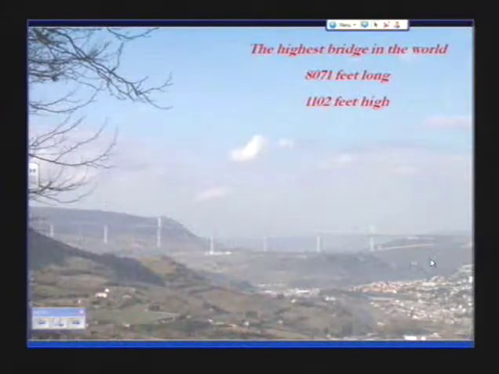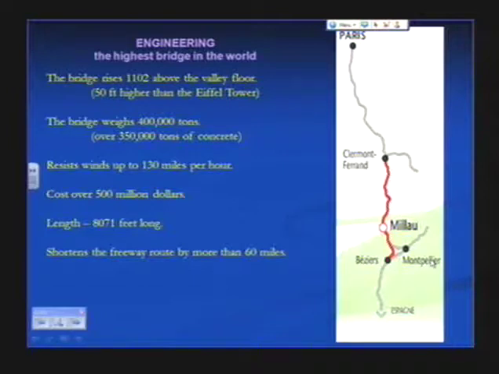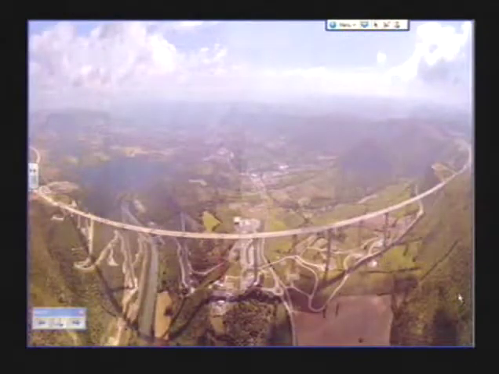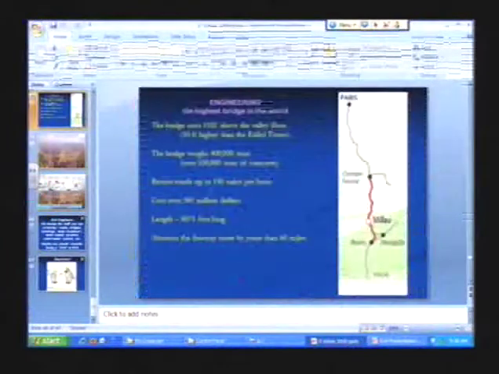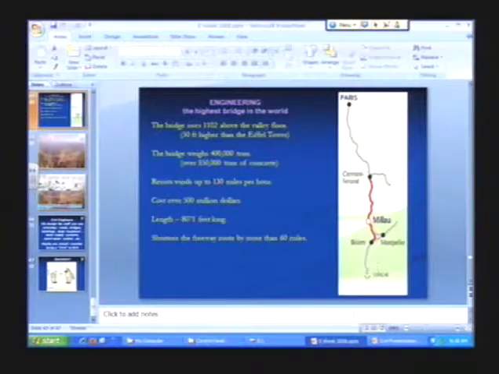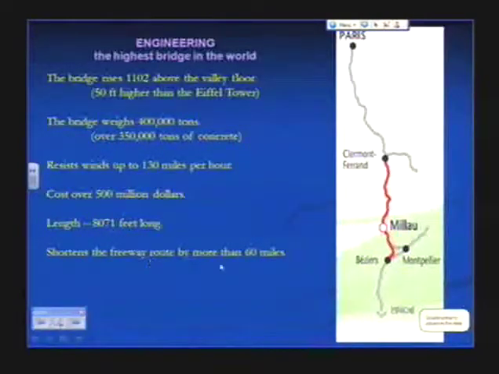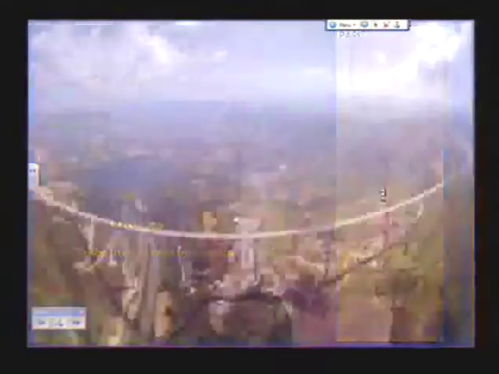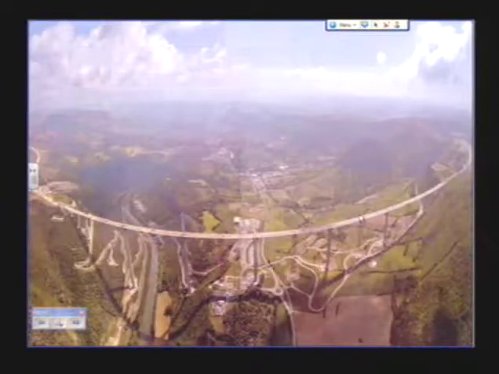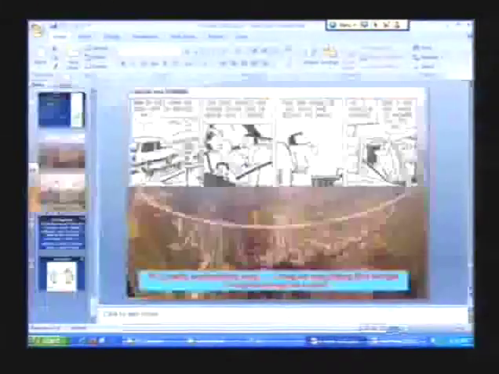Okay, it's the highest bridge in the world, over 8,000 feet long, 1,100 feet high. And it rises 1,100 feet above the valley floor, weighs a lot, 400,000 tons, resists winds up to 130 miles an hour. Let's jump back to that just really fast. Cost over $500 million to build, and it shortens the freeway route by 60 miles. So rather than the cars driving down through this little village, and it took them a long time to get down through there, they built this thing, and that's what it looks like when it was done. Pretty impressive.